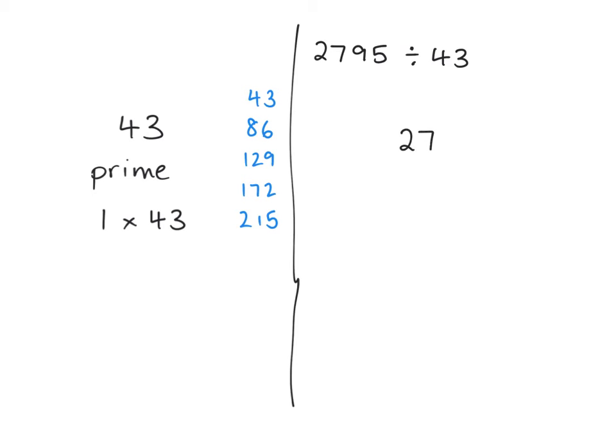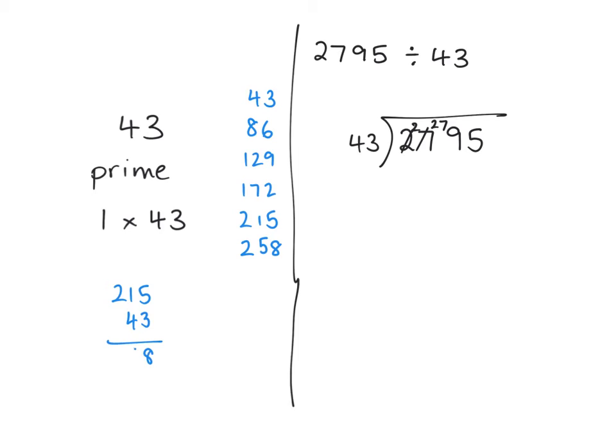So I'm going to do 2,795 divided by 43. Doesn't fit into 2. Doesn't fit into 27. So I'm looking at 279. So I know I need to go a bit further. 215 add 43 is 258. This is where you might want to quickly do this because if you're in an exam, you'll be stressed and pressured. 258, I'm going to add one more onto that.